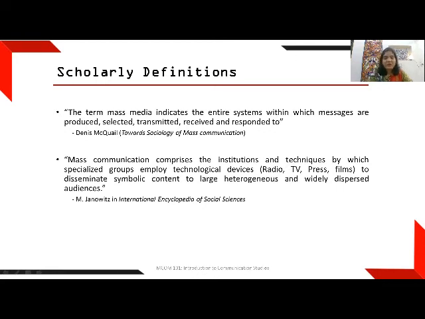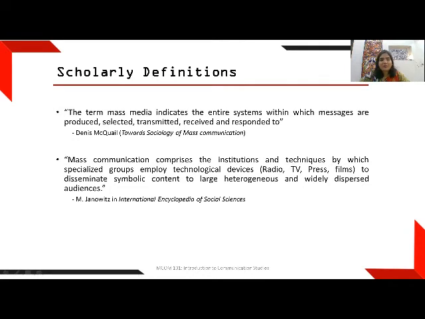Okay, then another definition. This one says that mass communication comprises the institutions and techniques by which specialized groups employ technological devices like radio, TV, press, films to disseminate symbolic content to large, heterogeneous, and widely dispersed audiences. So one important thing that this definition talks about is that institutions basically are responsible to communicate, not always individuals, but institutions.